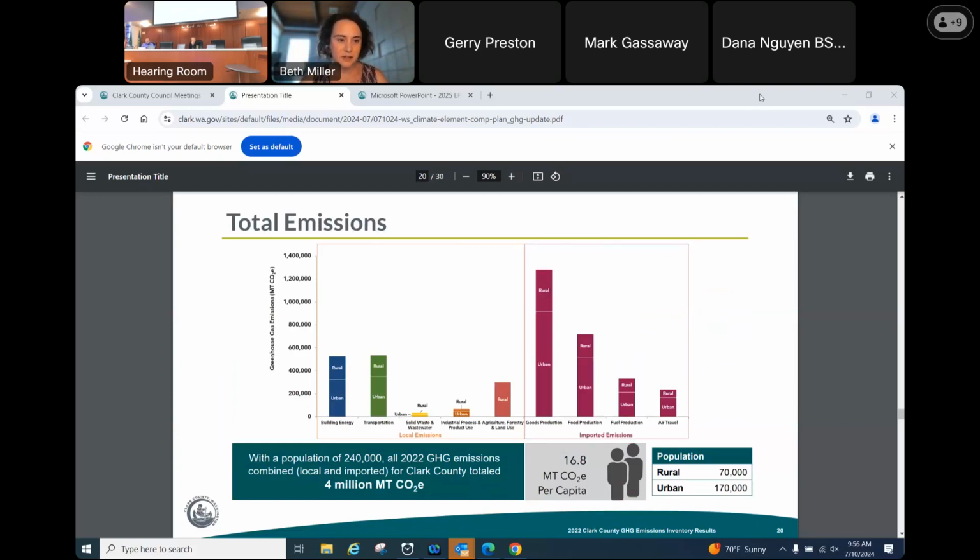All right, so this is breaking it out by rural versus urban usage. And lots of this comes down to population. You can see the building energy and transportation compared to the waste and processes, and then all that land use, that's all from forest loss in the rural areas. And then compare that to the different portions of goods, food, fuel, and air travel.